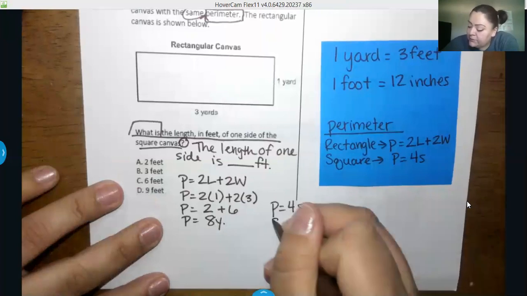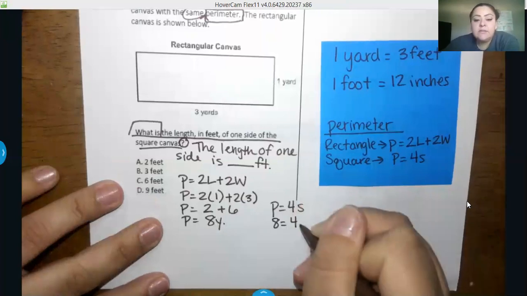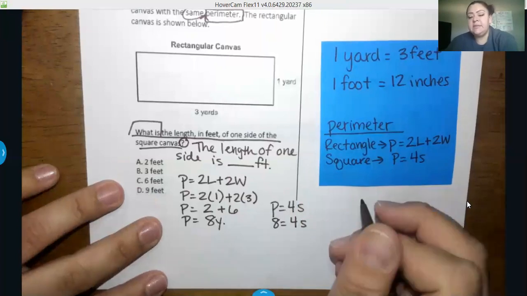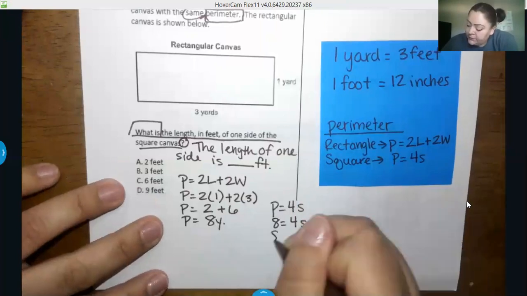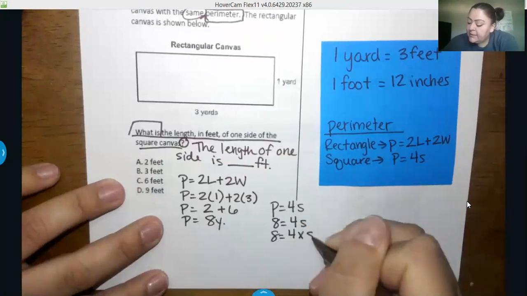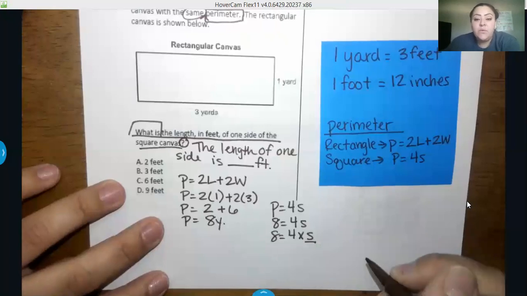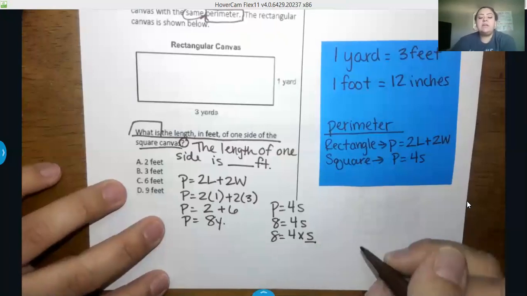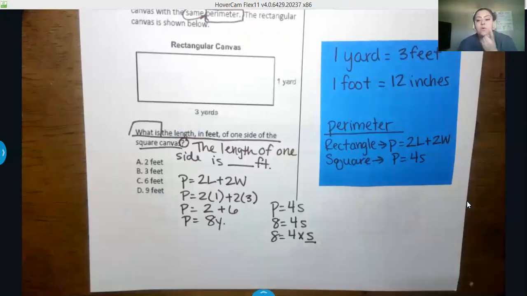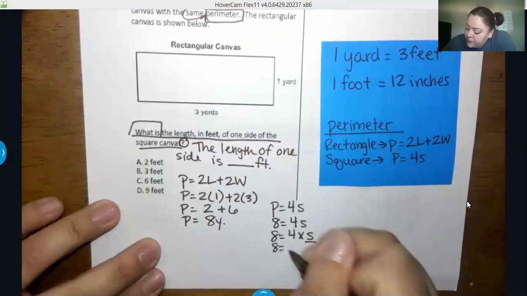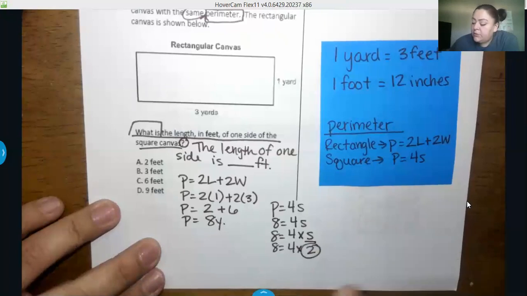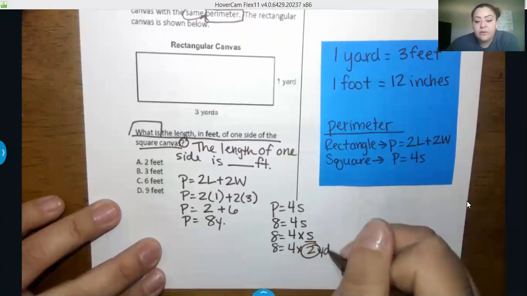So 8 equals 4S. I'm actually going to break this down just a little bit to help solve this. 8 equals 4 times S. So 4 times what is going to give me 8? This is when I can use my skip counting to check it. So 4, 8. 4 times 2. So 8 equals 4 times 2. So 2 is plugged in for the side, okay? So it's going to be 2 yards. Don't forget that though, yards.